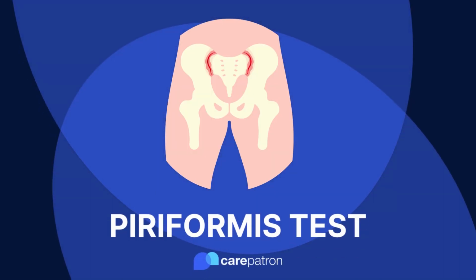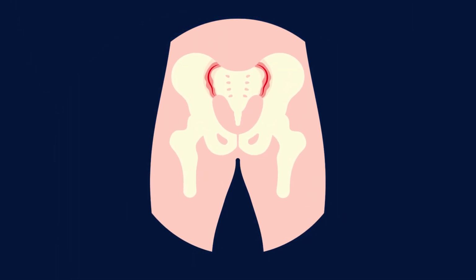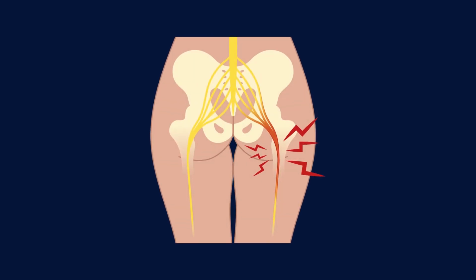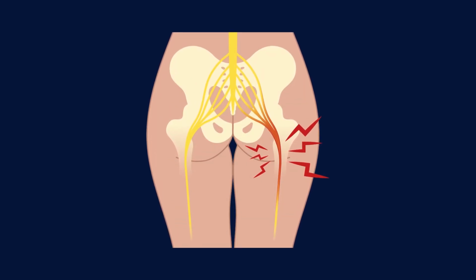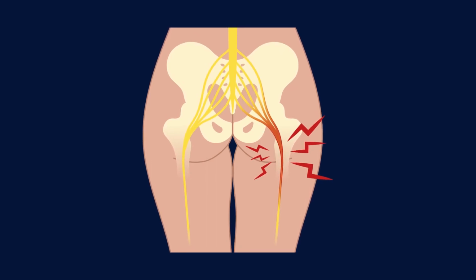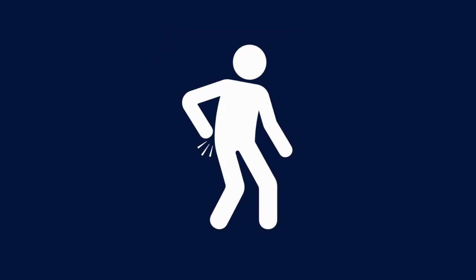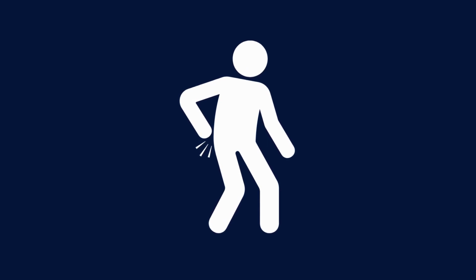The Piriformis Test is a specialized clinical examination designed to assess the presence of piriformis syndrome. The piriformis muscle irritates or compresses the sciatic nerve in this neuromuscular condition. This phenomenon results in pain, numbness, and tingling sensations radiating from the buttocks to the lower extremities.